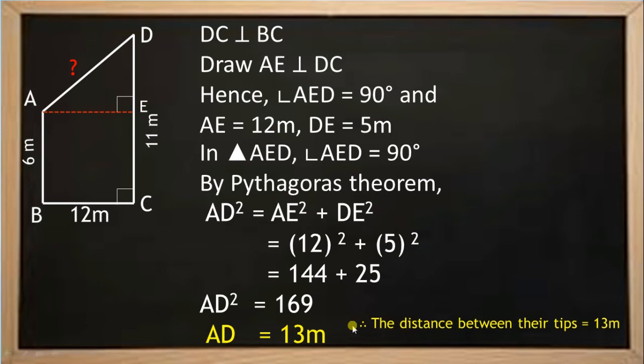When two poles are standing parallel, the distance between the two parallel poles will always be the same. As BC is 12 meter, if you join AE, it is also equal to 12 meter. Hence, ABCE becomes a rectangle. Then CE will be equal to 6 meter. Hence, DE will be equal to CD minus CE, that is 11 minus 6, that is equal to 5 meter.